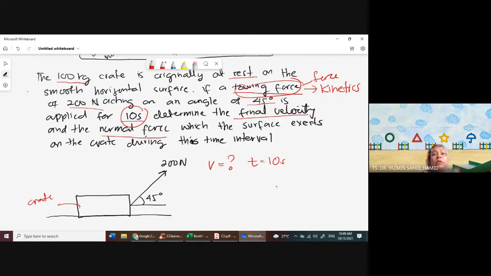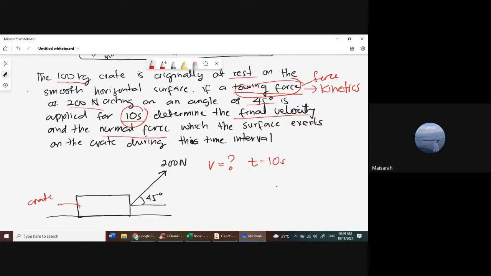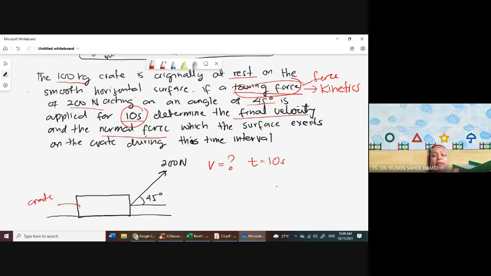If you notice the formula for Newton second law, there is no time. Formula work energy, there is no time. But formula apa yang ada time? Linear impulse and momentum. Yes, so you need to use principle of linear impulse and momentum.